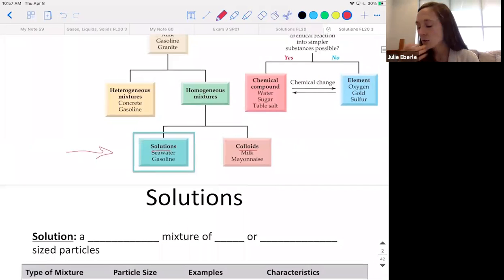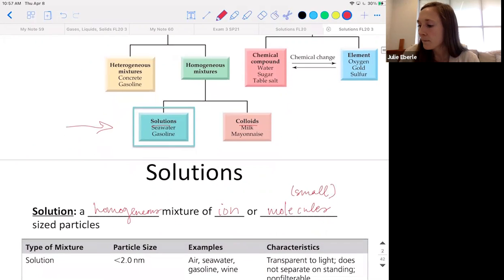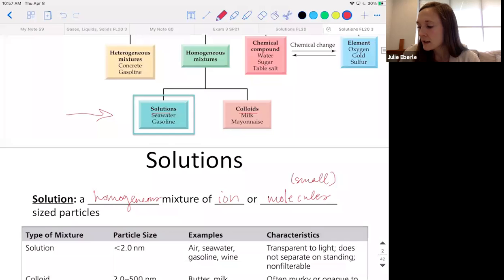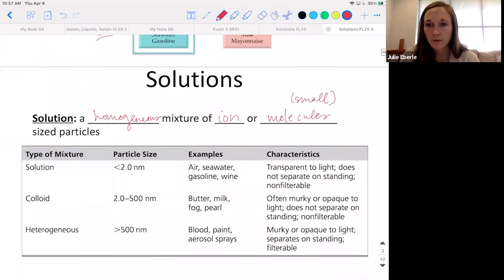So if we actually define a solution, it is a homogeneous mixture, and the size of the particles, they can be ion sized or molecules. Specifically, I'll say small molecule size particles. So this table is a good example, gives you a few more numbers, kind of some more concrete examples too. Solutions, they have the smallest particles. Particles in a solution are less than 2 nanometers in diameter.